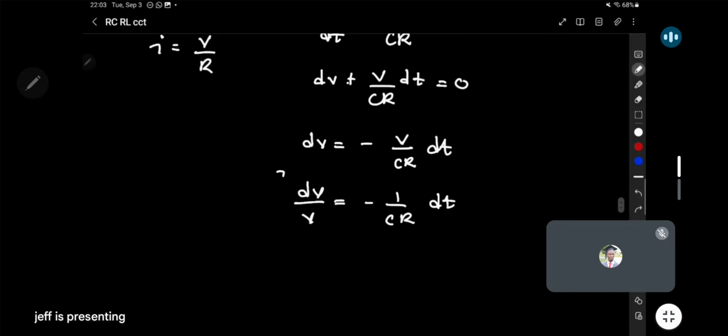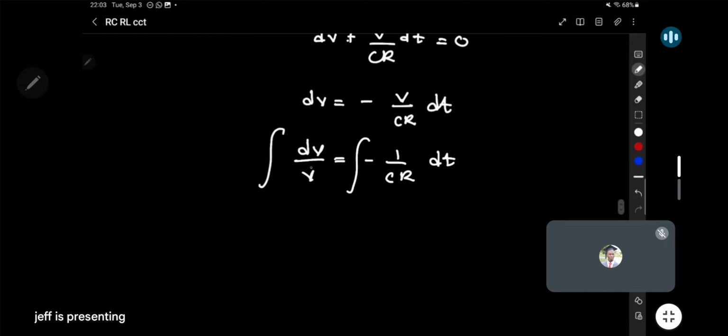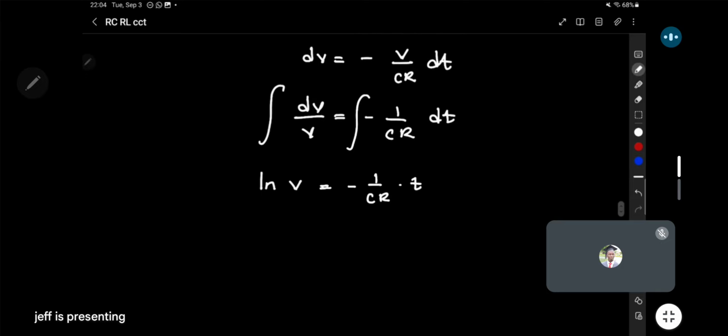So we'll integrate both sides. When we integrate on the left, we have 1 over V with respect to dV. So the integral of 1 over V with respect to V will be ln V. On the right side, notice that 1 over CR, that's a constant. So the negative, the CR, these are all constants. I am basically integrating dt. The integral of dt will just be t. So basically the d and the integral will cancel, leaving me only with a t here.